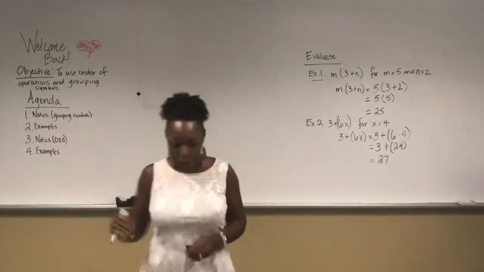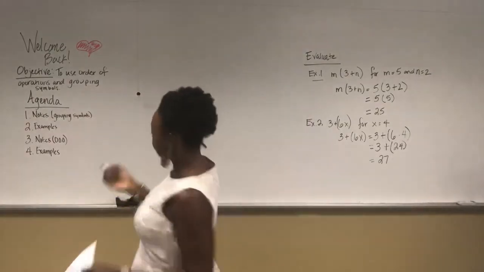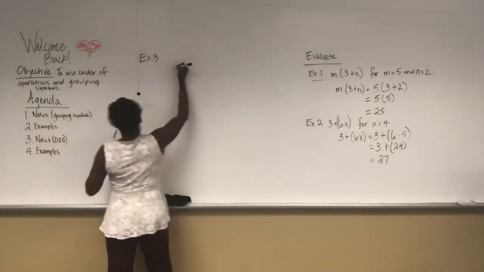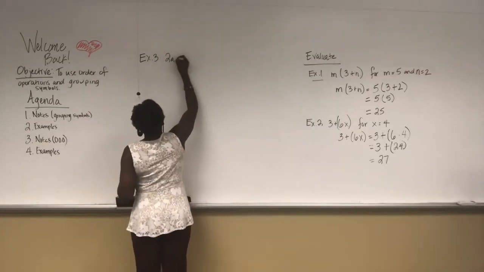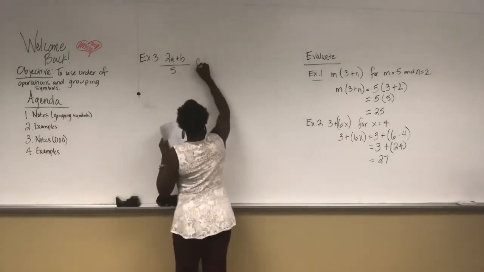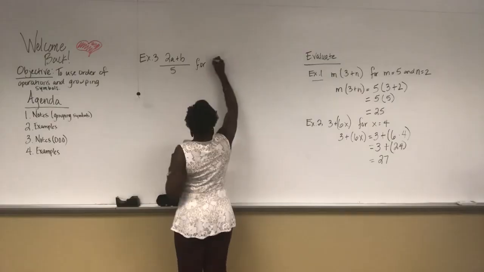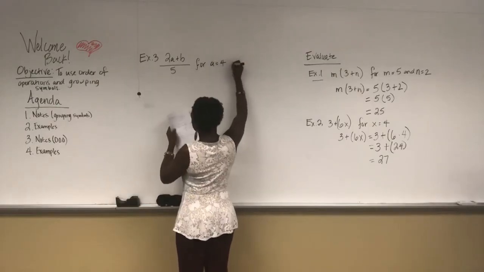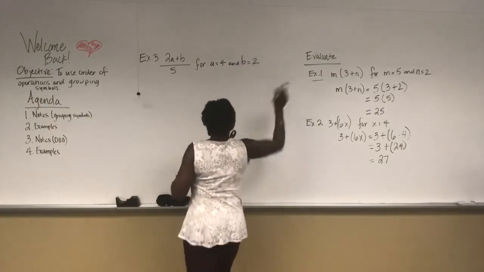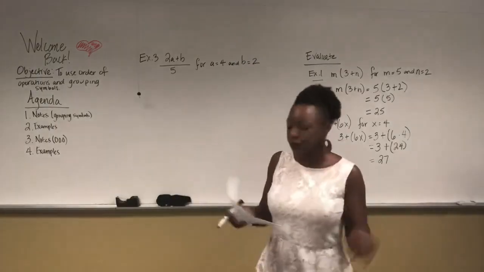Ooh, that's what we're going to talk about. So example number 3 is going to be 2a plus b over 5. And yes, I love the ones with multiple variables. A equals 4 and b equals 2. We're still under the directions of evaluate.